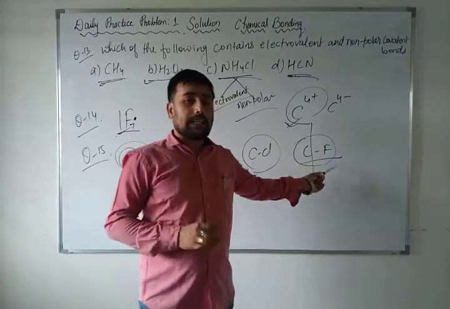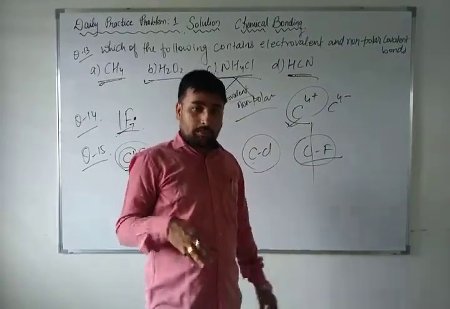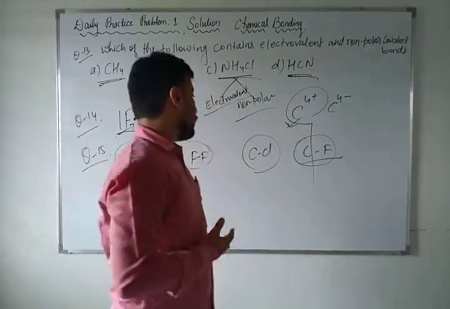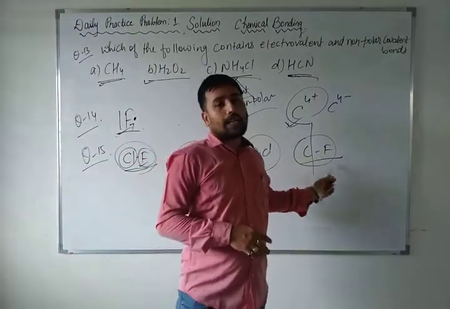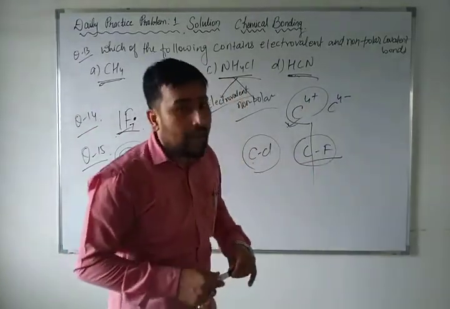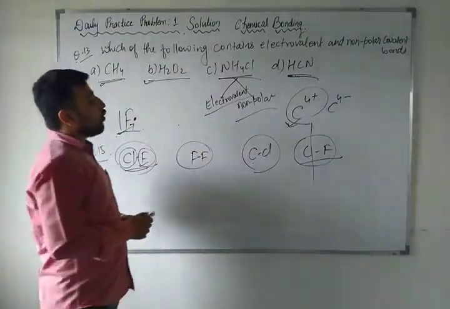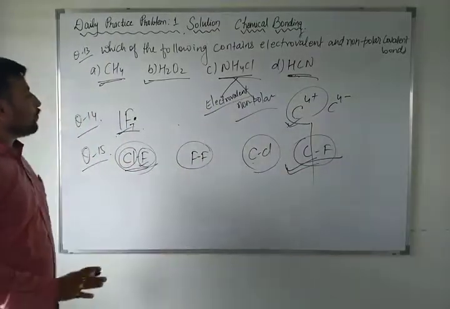Both are non-metals, fluorine and carbon. But covalent bonds can be strong or weak. You will see the maximum difference of electronegativity is present in CF only. So remember, the strongest covalent bond will be present in carbon fluoride. So this was the total 15 answers.